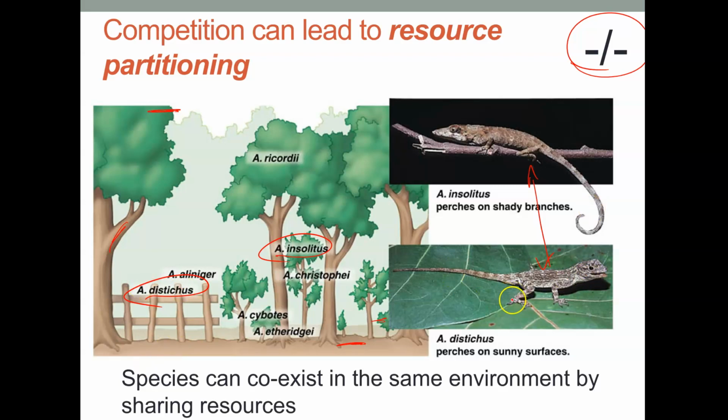He probably is adapted to higher temperatures, whereas this one tends to be in the shade. This one's probably really good at climbing, where this one maybe not so much, and so on. So now these two species can coexist. They're really no longer competing with one another because this guy is up in a shady tree, whereas this guy is on a sunny rock, or it looks like a fence post or something. So this is called resource partitioning.